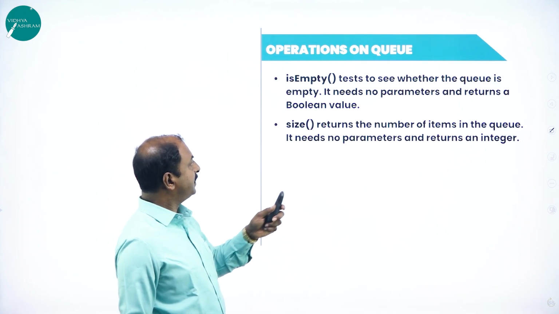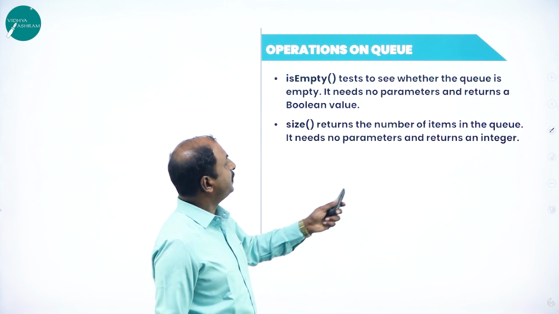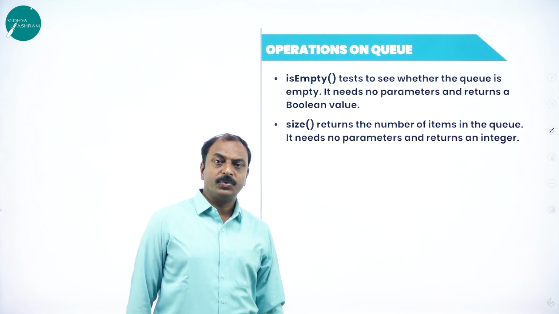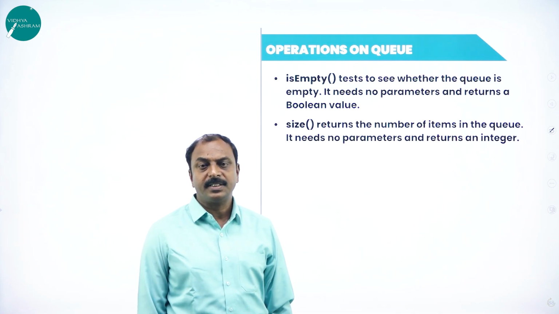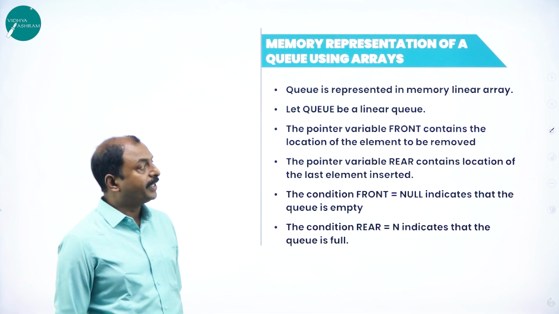The next one is size. It returns the number of items in the queue. It needs no parameters and returns an integer value. So if you use the function size, it returns the number of elements in a queue. Now let us move on to the next slide.